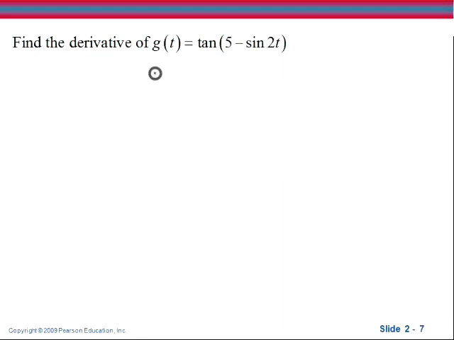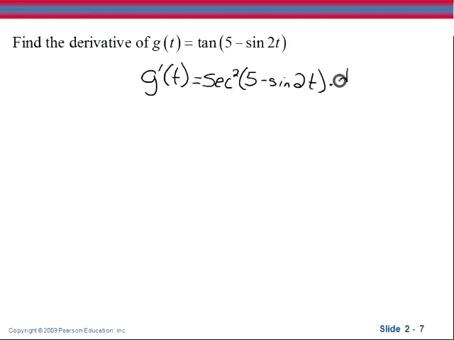Now since we have g of t, we are going to call our derivative g prime of t. And we start by looking at the outside function. And the outside function is tangent. The derivative of tangent x is secant squared x. So we're going to do secant squared at 5 minus sine 2t. Then we have to multiply by the derivative with respect to t of 5 minus sine 2t.